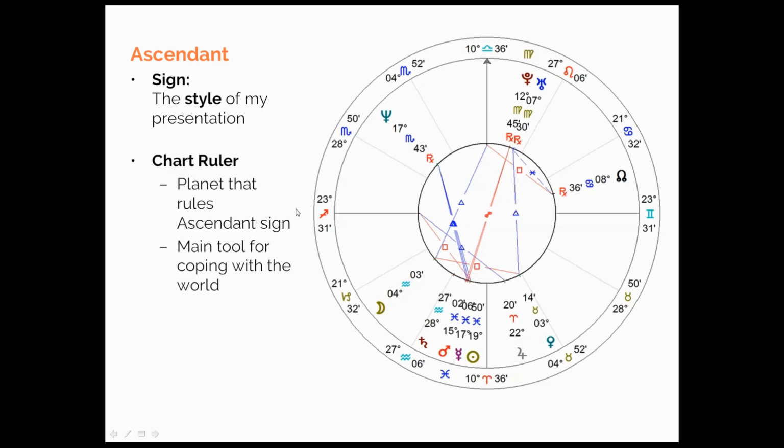So the chart ruler, or the planet that rules Sagittarius, is Jupiter, which is down here in Aries in the 4th house. So the chart ruler, again, is one of the main tools that we use for coping with the world. Jupiter does that a couple of different ways. One is just through sheer optimism. Oh, everything's going to work out okay.